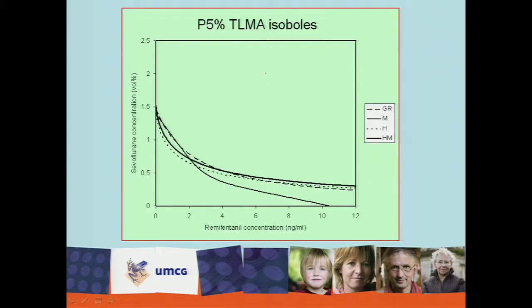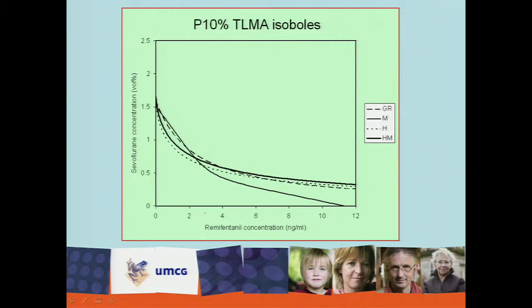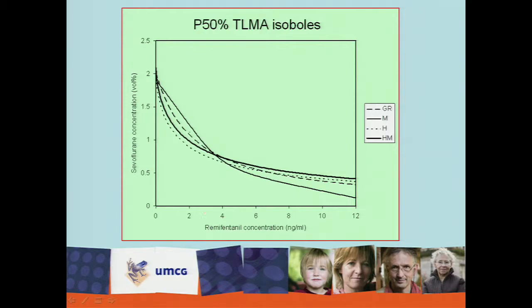This is the Greco, the Minto, the hierarchical, and the modified hierarchical model for the isobolograms representing a probability of having tolerance to laryngeal mask insertion at the 5% level. Sevoflurane, remifentanil. Okay. Does it make a lot of difference? Honestly, I don't think so. Certainly not clinically. But we are not interested in the 5% level. We are interested in higher levels. 10%, still not interesting. I'm increasing. Okay, I'm going to a higher level. 50%. Look at here. You start seeing differences.